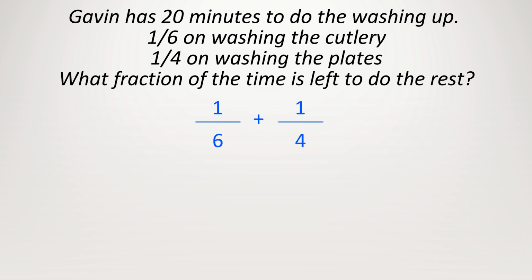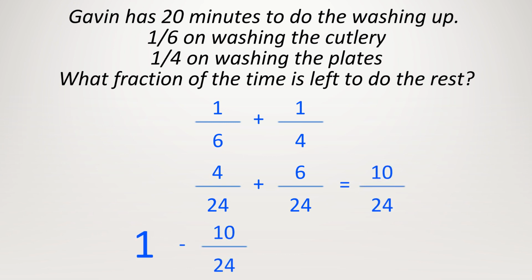How to do 1 over 6 plus 1 over 4? We need the bottom number to be the same. So we do 6 times 4 equals 24. So how do we change 1 over 6 into what over 24? We times 4, top and bottom. So we have 4 over 24. 1 quarter is what over 24 times 6. So we times 6 on the top. We have 4 over 24 plus 6 over 24 equals 10 over 24.